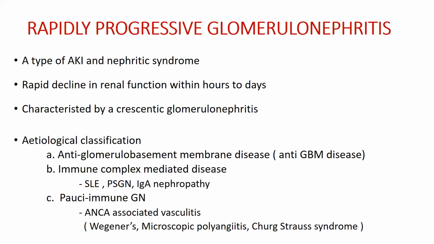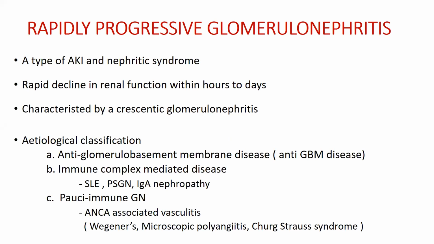So I'd like to put one or two slides on this entity, what is called rapidly progressive glomerulonephritis. This is again another type of acute kidney injury. The only difference is that apart from features of acute kidney injury, you have features of a nephritic syndrome. So nephritic syndrome is that you have high blood pressure, you have an active urinary sediment, or that means hematuria, red cell casts in your urine, indicating the problem is happening at a glomerular level.